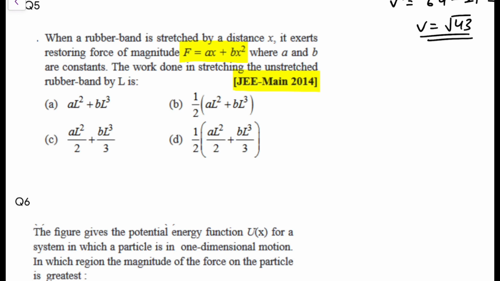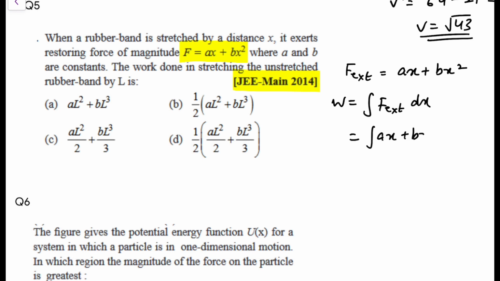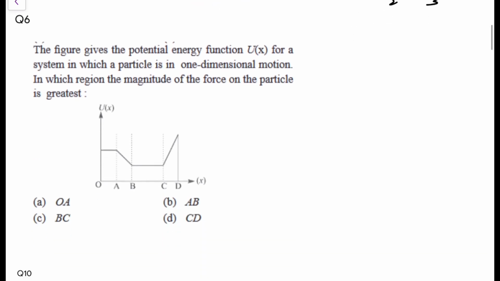So this is a restoring force, so this is opposite to the displacement. So the external force for stretching it should be equal to this, but opposite to it. So external force would be along the direction of displacement, and therefore I can write it as ax plus bx square, and the work done by this force is F external dx. So it is ax plus bx square dx if we stretch it from 0 to L. So what we will get is al square by 2 plus bl cube by 3. So you can go with option C here.